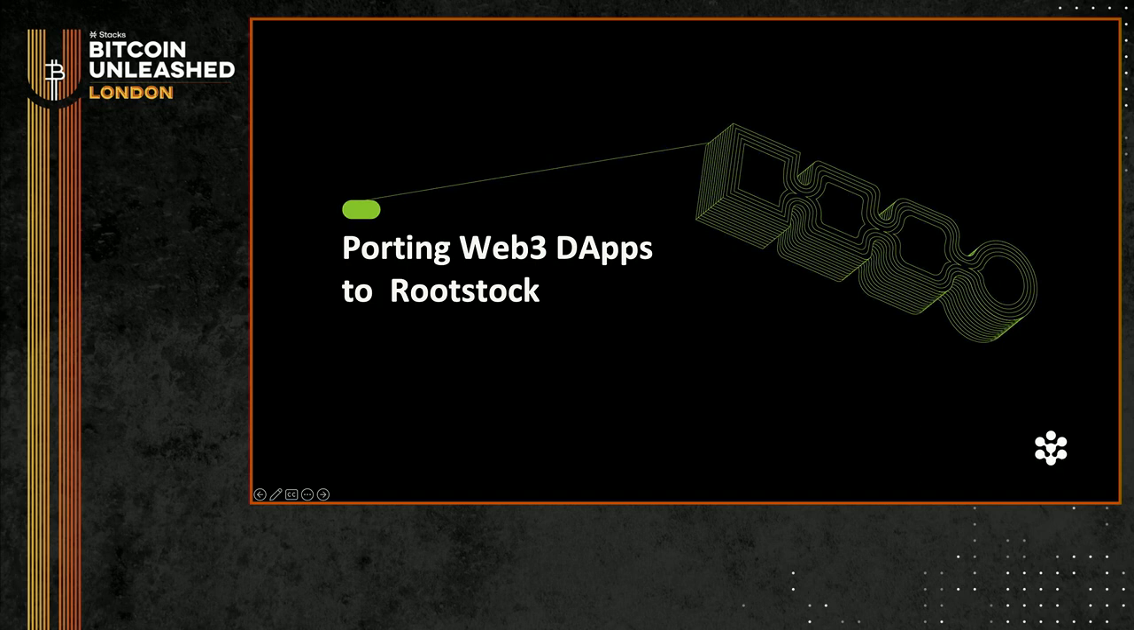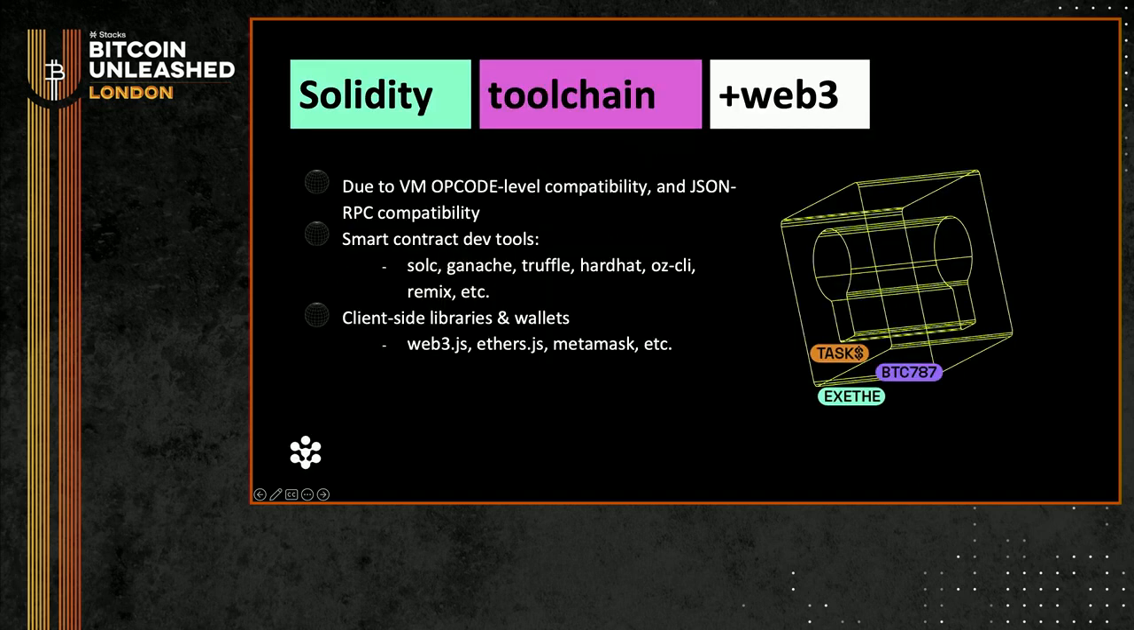And now for the examples on how to actually develop using Rootstock. So I mentioned that we are VM opcode compatible and also JSON RPC compatible. So if you are an Ethereum developer, it's very easy to develop on Rootstock. Basically, you can use the same tools, the same contracts, and the same libraries. So if you are an Ethereum developer, you are already a Rootstock developer.